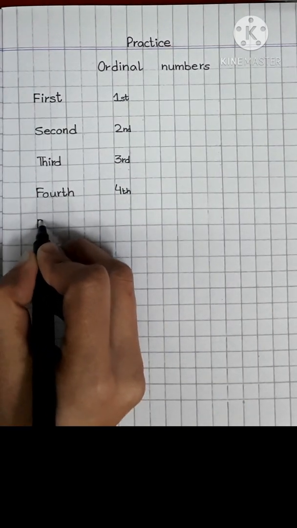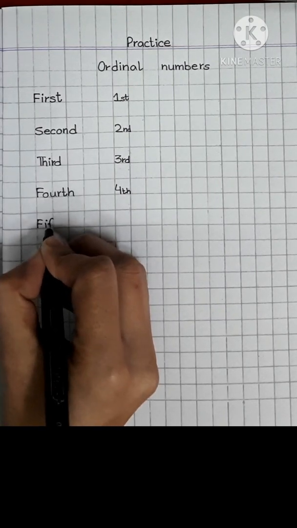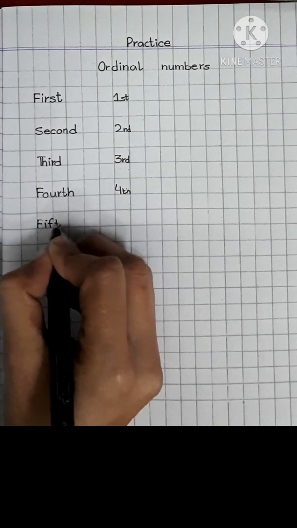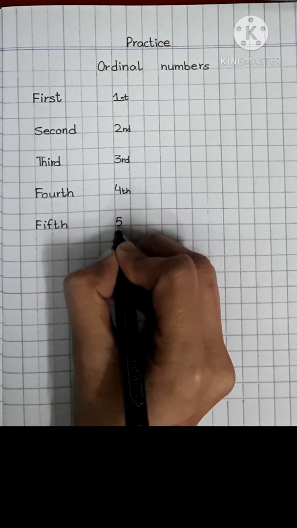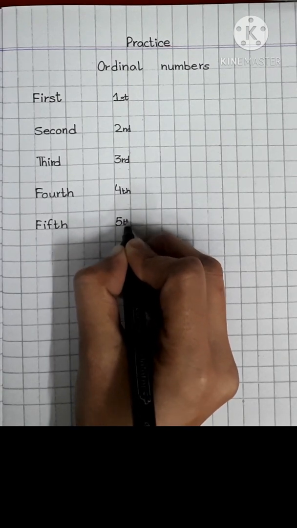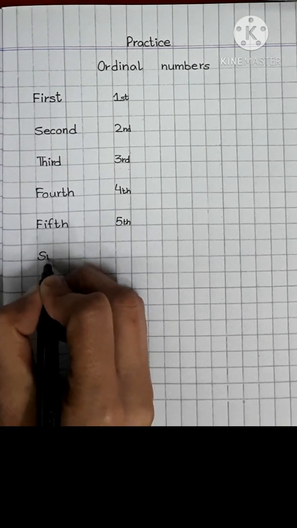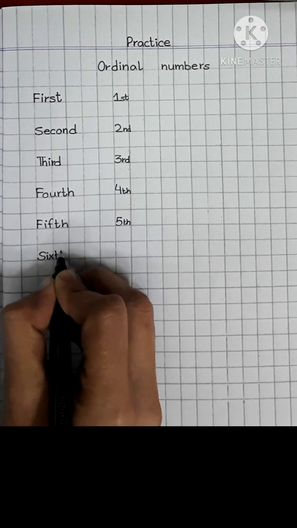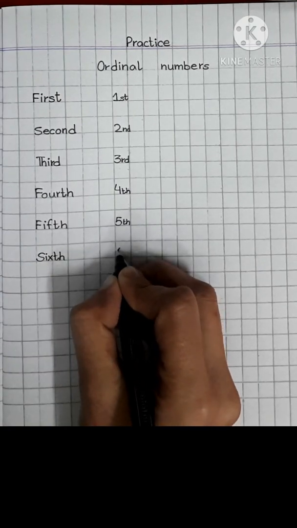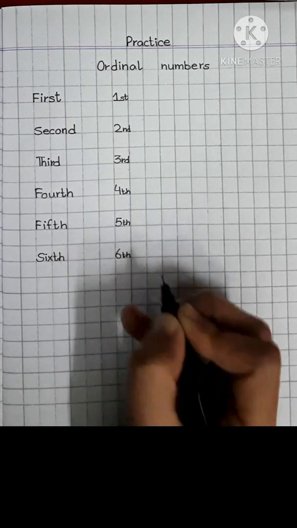Fourth. Now fifth, F, I, F, T, H. Fifth. Write in numbers 5, T, H. Fifth. Now sixth, S, I, X, T, H. Sixth. Write in numbers 6, T, H.